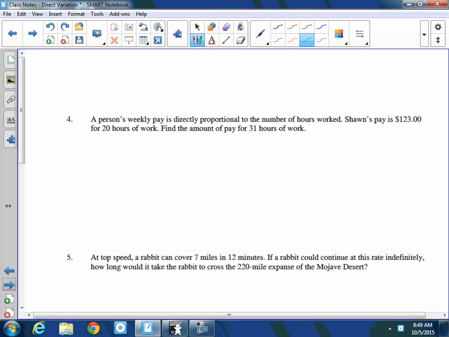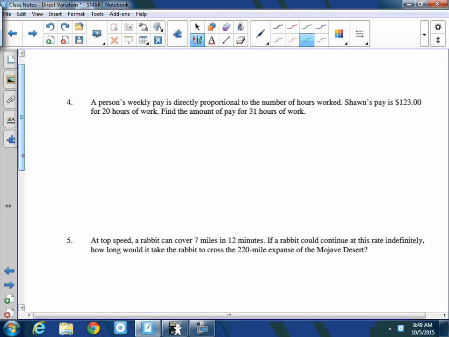A person's weekly pay is directly proportional to the number of hours worked. We've already done one of these, right? What is it talking about? The pay and the hours. And remember, the paycheck depends on how many hours you work. The more hours you work, the more you get. All right, so y divided by x. What's my y?